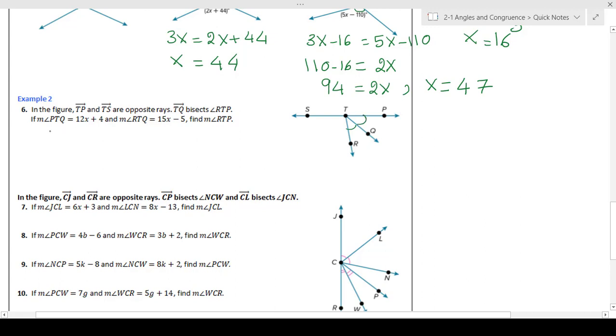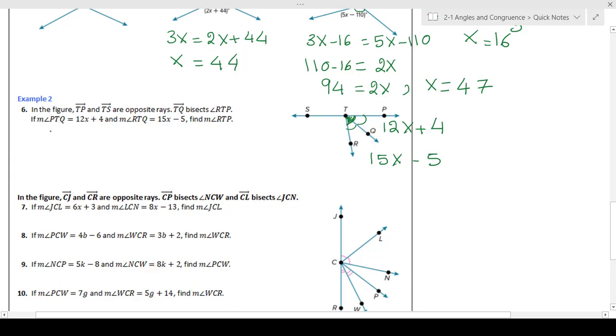Okay? If the measure of PTQ is 12x plus 4, and the measure of RTQ is 15x minus 5, find the measure of RTP. He wants this whole angle. Now we begin to find our x first, to be able to find the measure of the big angle.